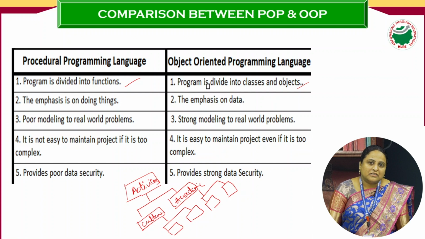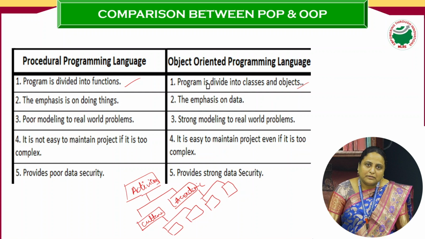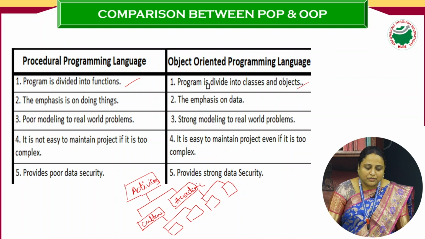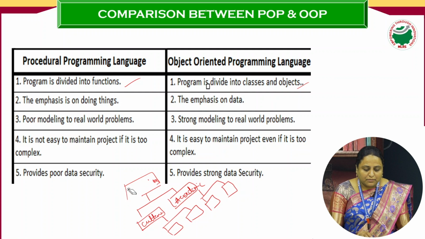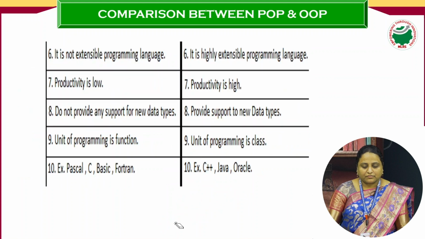And next, it is not easy to maintain a project if it is very complex. Complexity in the sense of what I told just now, that is, when the data is very large or you need to provide security, the complexity of any particular project or complex problem, whatever it may be, is not that easy to handle in procedural oriented programming compared to object oriented programming. It has many secured features. So when we are implementing these types of problems, we go for object oriented programming. The same thing: procedural provides poor data security, and object oriented programming provides strong data security.